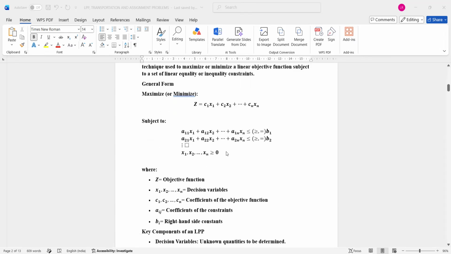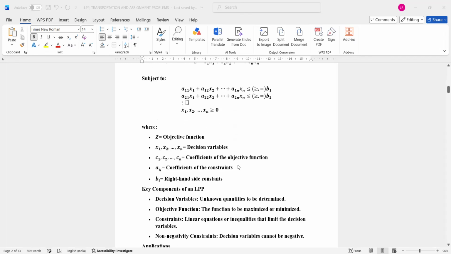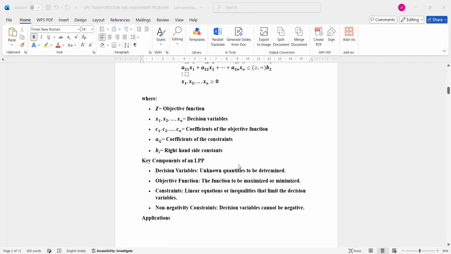So this is the method: maximize or minimize Z equal to c1 x1 plus c2 x2 plus like this. Here Z is the objective function, maximum or minimum they will give. X1, X2, Xn are the decision variables. C1, C2, C3 are the coefficients of the objective function. Aij means the coefficient of the constraint. Bi means the right side constant value. Okay, so what are the key components of an LPP?